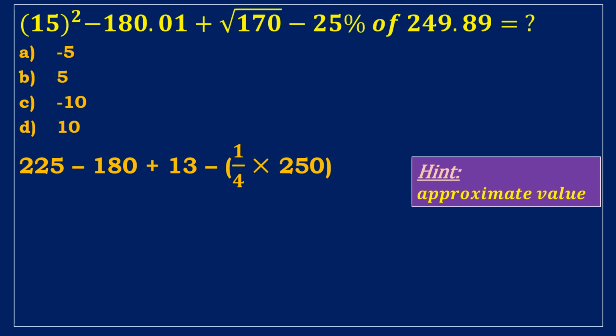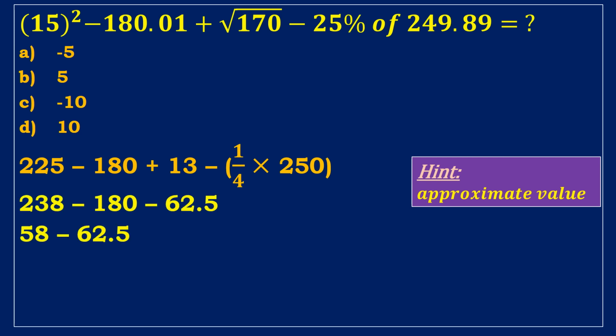225 plus 13 is 238. Then subtract 180 from 238 results in 58. 1/4 is nothing but half of the value and half of the value again. Half of 250 is 125 and half of 125 is 62.5. Then, subtracting 62.5 from 58 we obtain minus 4.5. This is an approximate value. The nearest value in the answer is minus 5.